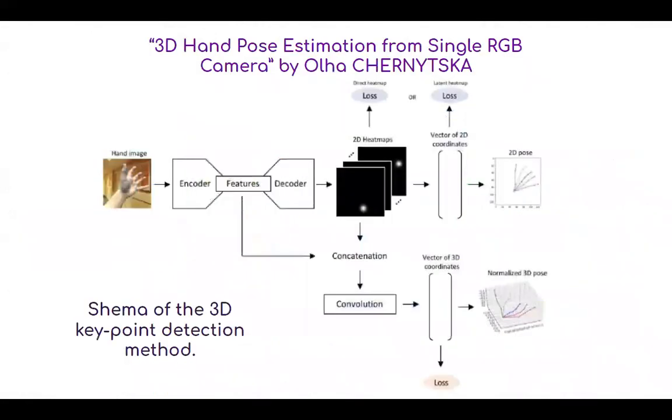Another idea was produced here one year ago, in the same place where I'm standing now, by Olya Chernetska. In her thesis she proposed to calculate normalized 3D coordinates. It is an interesting idea to calculate heat maps first and then pass them to convolution with latent features, as on the previous slide, and then calculate the normalized 3D pose.